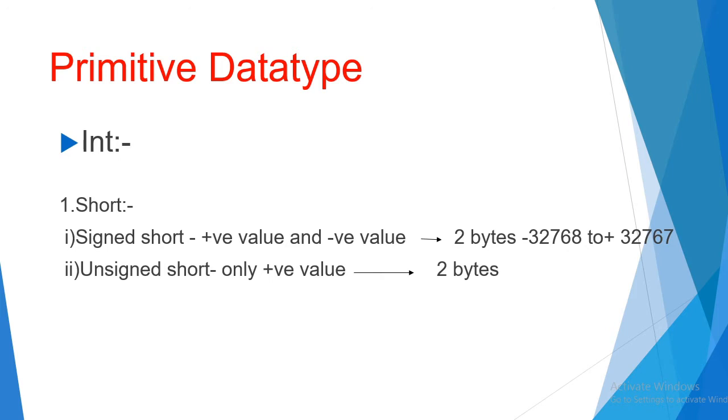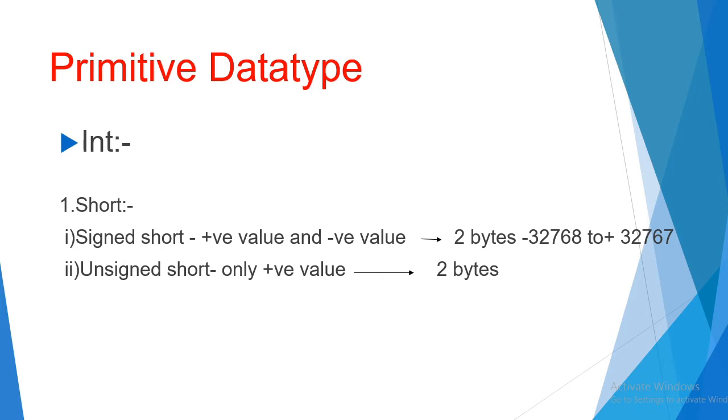Short integer is again divided into two parts: signed short integer and unsigned short integer. Signed short integer can take positive as well as negative values, but unsigned short integer only takes positive values. You can see here I have written that the short signed integer takes positive as well as negative values, and unsigned integer takes positive values.